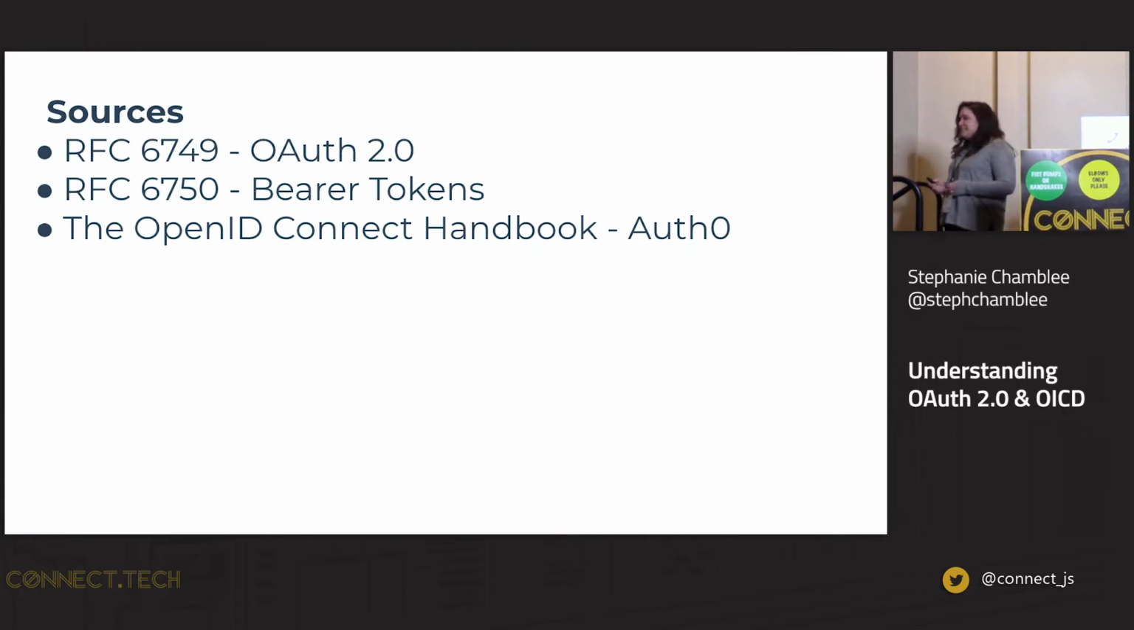Here are my sources: RFC 6749, that's OAuth 2.0, and 6750, that's Bearer tokens, and then the OpenID Connect handbook. I would recommend checking it out.